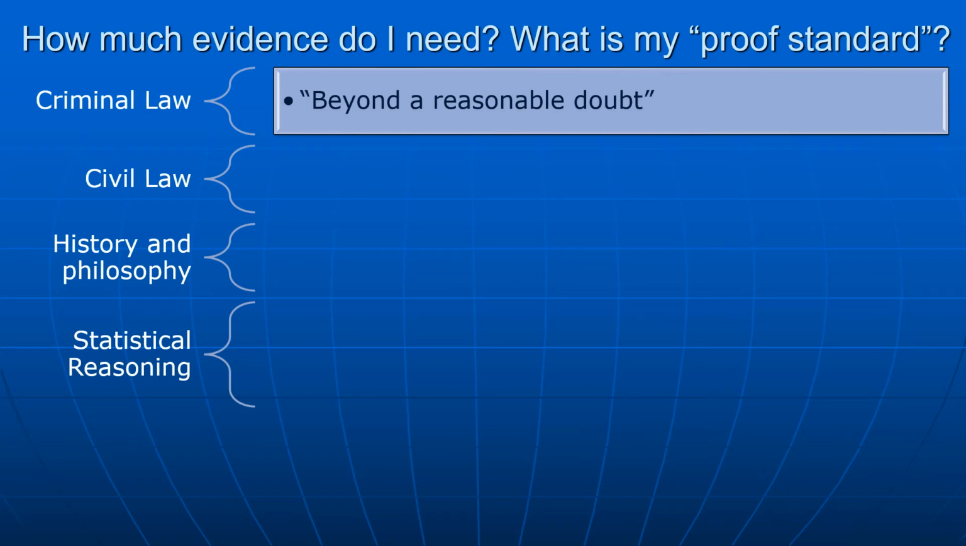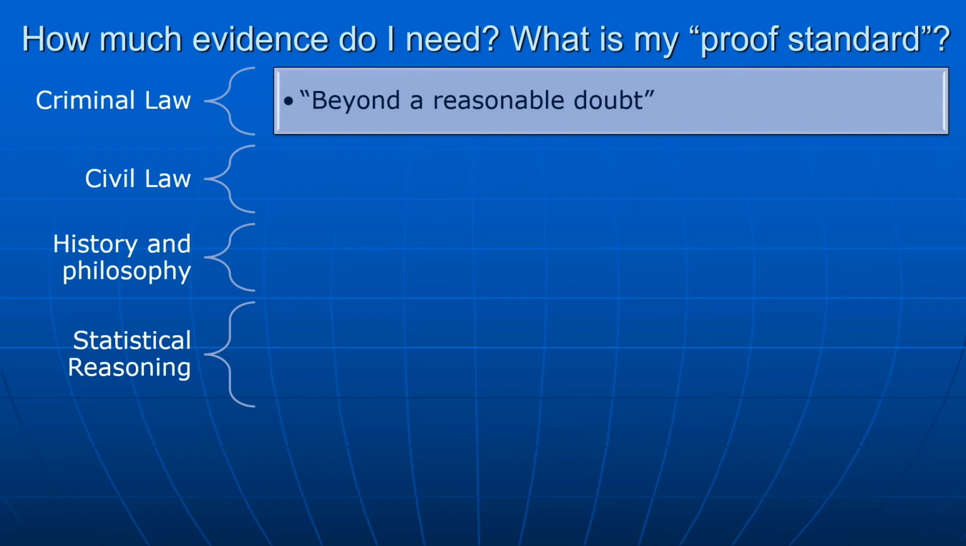That is explicitly not 100% proof. It just has to be beyond a reasonable doubt. And that's a pretty high threshold. If you've ever sat on a jury, you know how high a threshold that is. You've got to have really, really good evidence, but not 100% certainty.